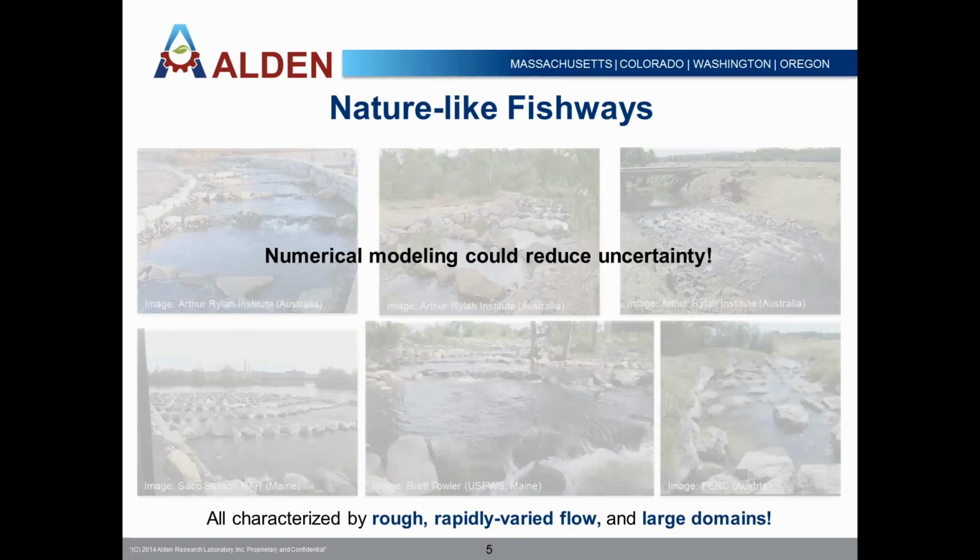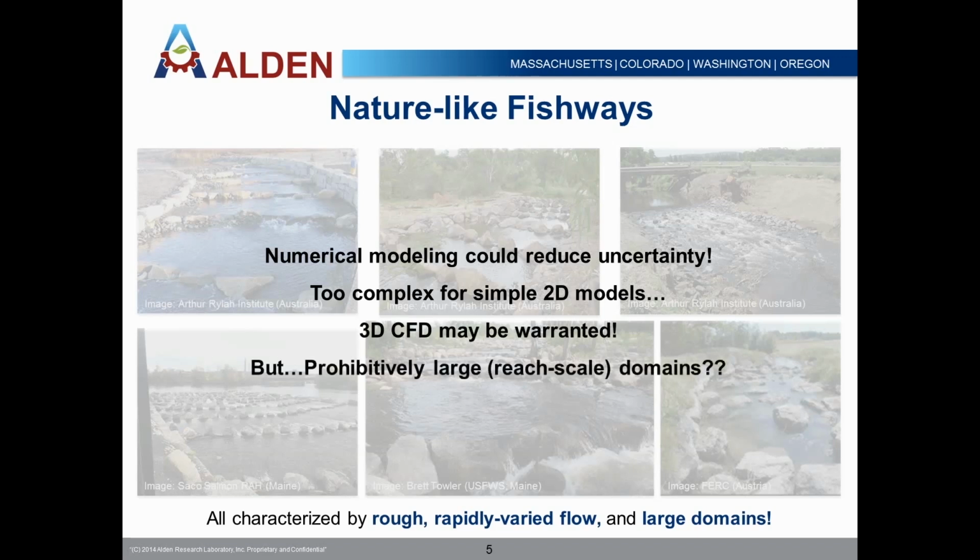So numerical modeling might be a good way to reduce the uncertainty in nature-like fishway design. However, the flows are often too complex for simple depth-averaged shallow water 2D models, so maybe 3D CFD might be warranted in some applications as a design tool. But as I said, there are often prohibitively large domains that need to be considered. These kinds of reach scale domains are not typical for very highly resolved CFD models.